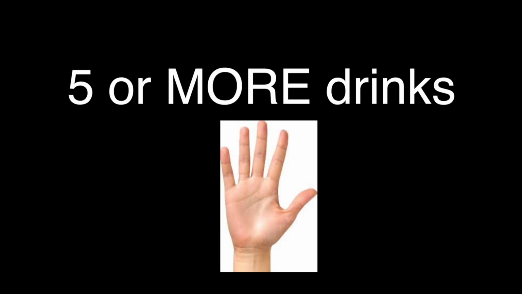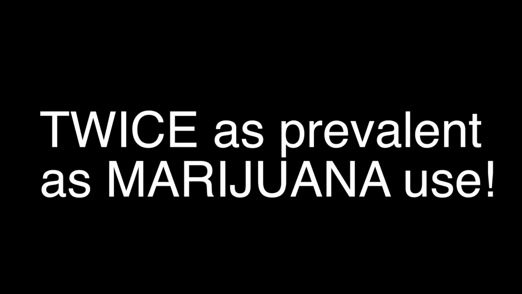So why talk about alcohol? Excess alcohol consumption causes an average of about 4,700 deaths among high school age students each year. In 2011, 19 to 30% of students in grades 7 through 12 in Canada reported consuming 5 or more drinks on a single occasion. And it was found that alcohol use is twice as prevalent as marijuana use.